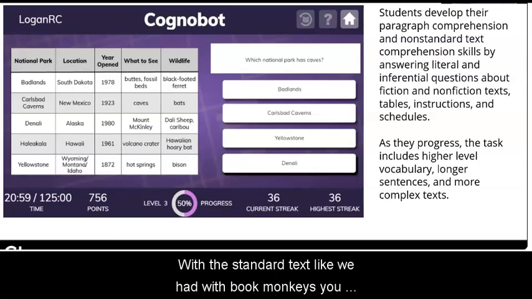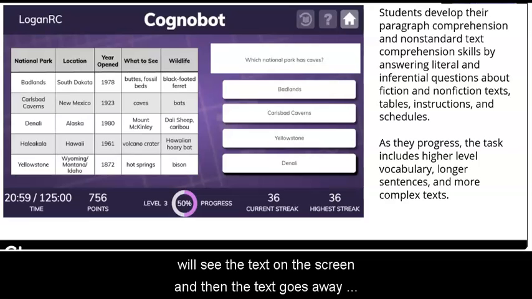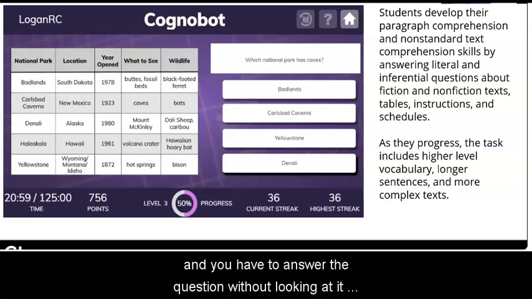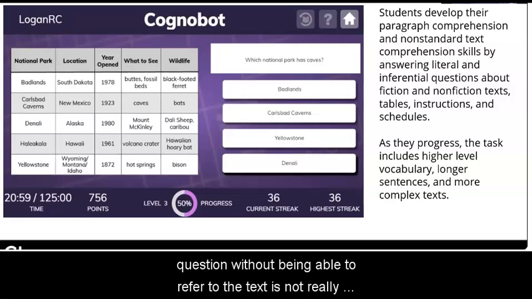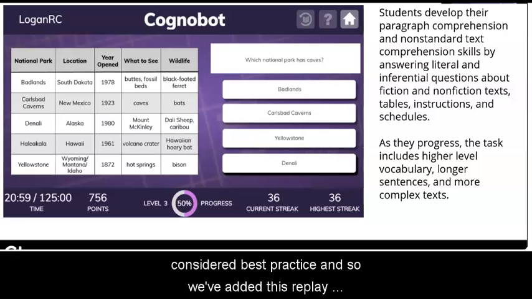With the standard text, like we had with book monkeys, you will see the text on the screen and then the text goes away and you have to answer the question without looking at it, which involves a little more memory load. But this format of requiring students to answer a question without being able to refer to the text is not really considered best practice.